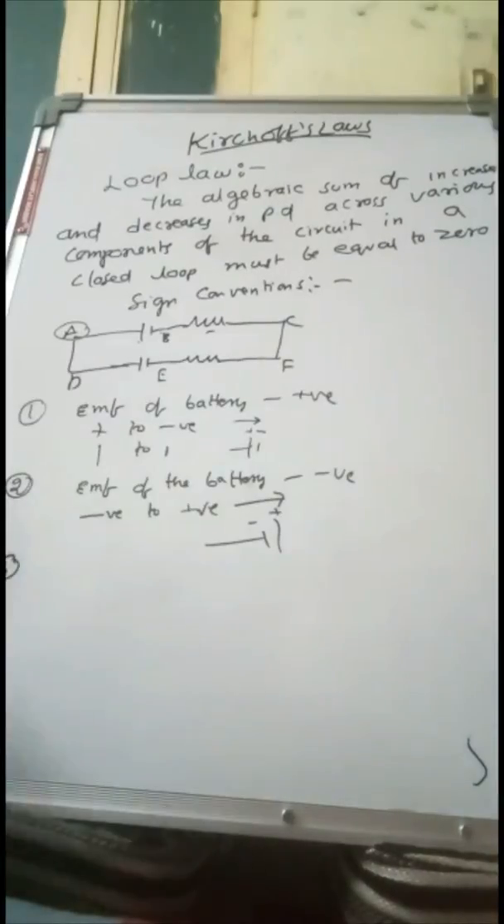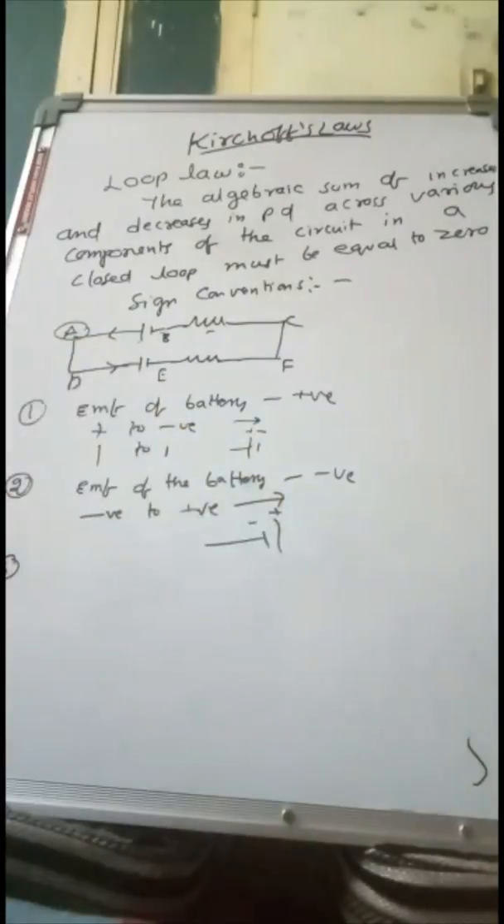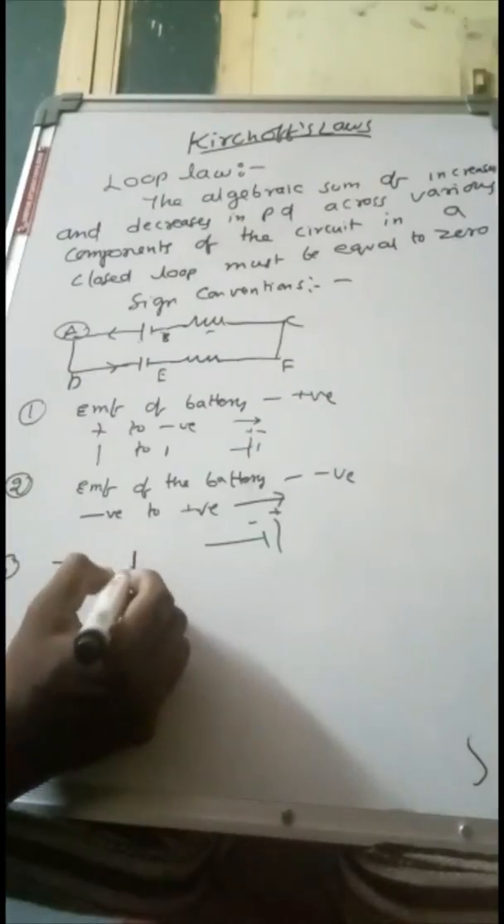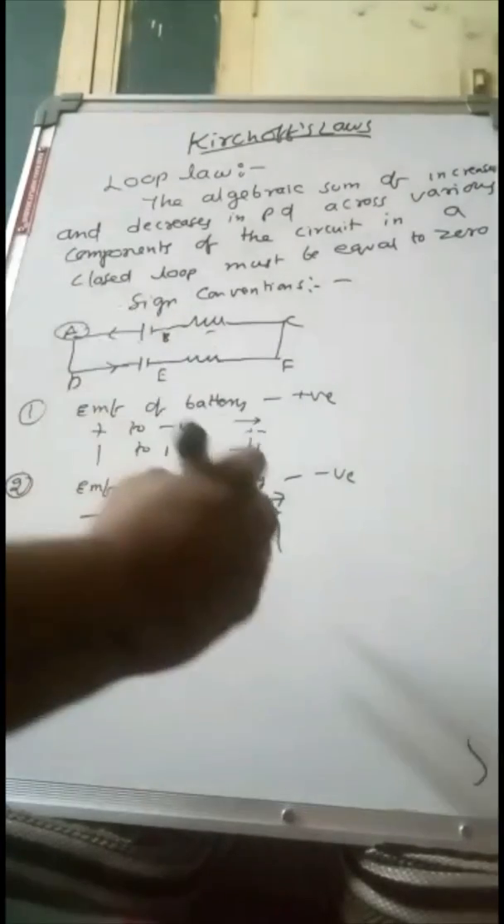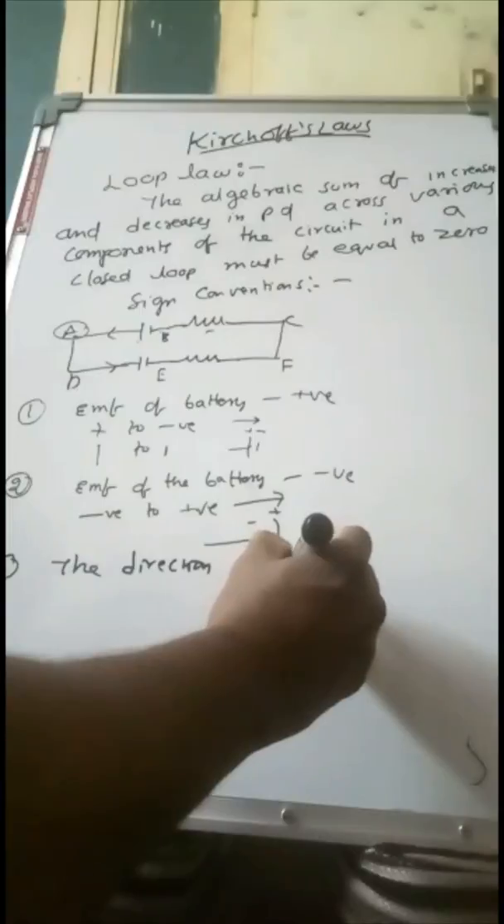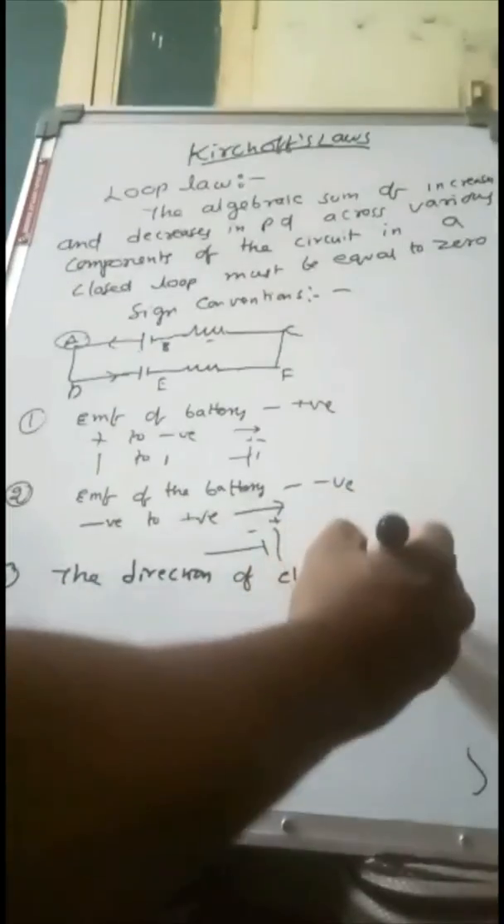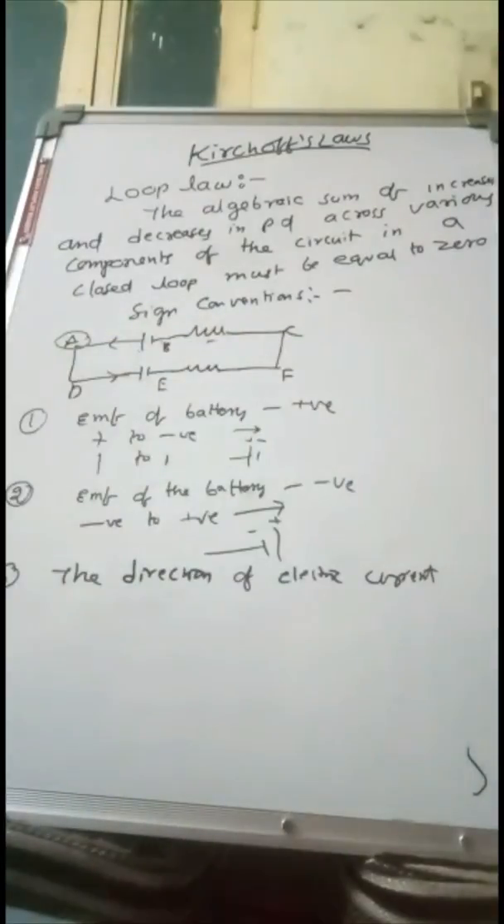And the third sign convention is that the direction of electric current should be observed. Sometimes it will be given like this, sometimes like this. The direction of electric current should be observed.